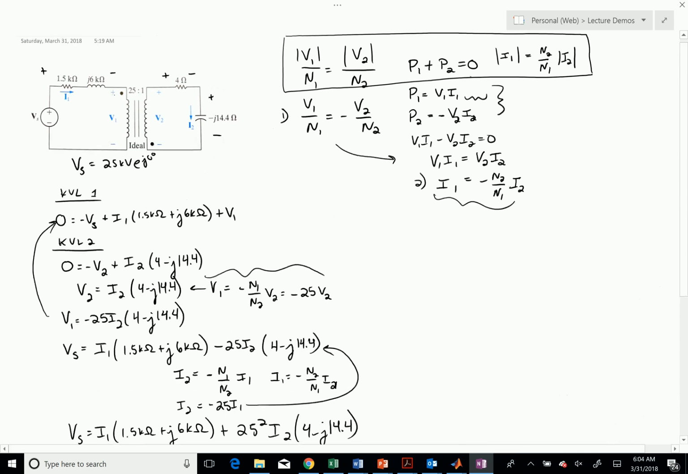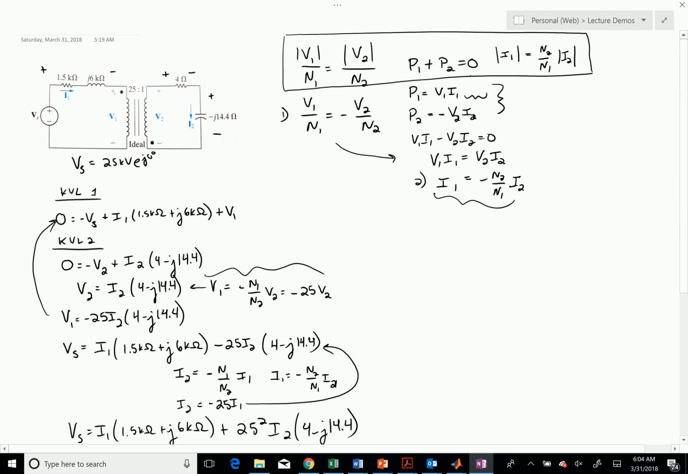All right, what's the important thing here? The important thing is really that you remember these three relationships. The magnitude of V1 over N1 is the magnitude of V2 over N2. P1 plus P2 equals 0. Magnitude of I1 equals N2 over N1 times I2. I look at it this way: I know these relationships. If my plus signs are both at the dot, then my voltage relationship becomes positive. If I have them mixed like this, where I have a plus sign at the dot and a plus sign not at the dot, then I put a negative in this relationship.